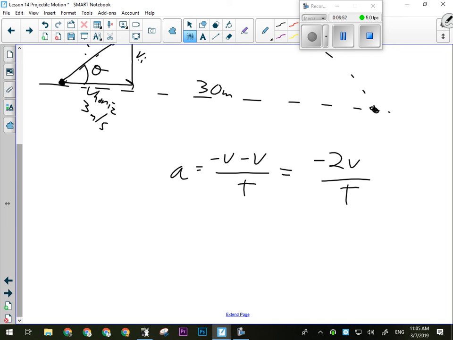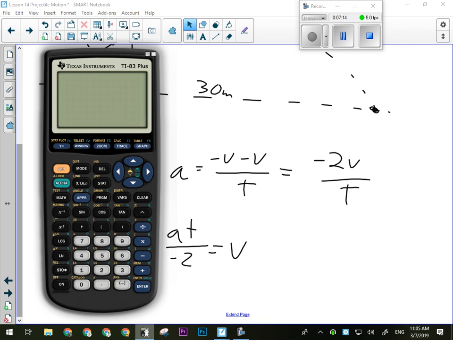So what I do is I have a times t, essentially over negative 2, and that will give me v. Okay, that'll be vi and vf, but I really only need vi, and then I can plug it into a trig calculation to get the angle, and a Pythagorean theorem calculation to get the projected velocity. Okay, so if I take my negative 9.81, and I multiply that by the time, which was 10 seconds, and then I divide that by negative 2, right, I'm getting that my initial velocity is 49.05 meters per second up.